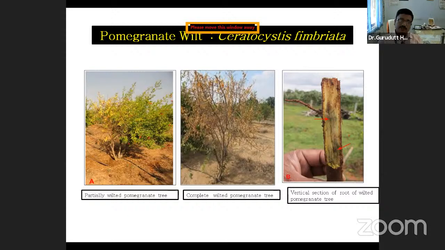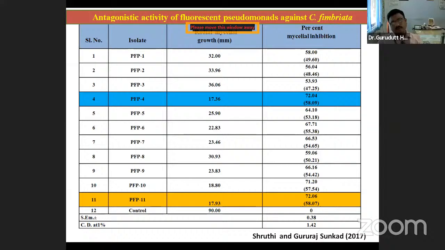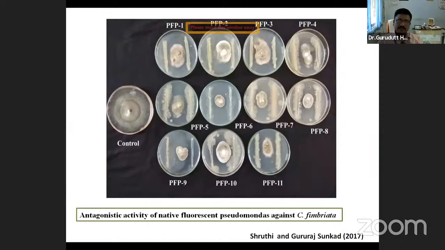And for the last one decade, this has been affected by many diseases: bacterial blight, pomegranate wilt, Colletotrichum. So one of my colleagues from Raichur University did very basic work, and then it was scaled up. Now Ceratocystis fimbriata is managed by using various strains of Pseudomonas fluorescens. You can see the efficacy of this Pseudomonas fluorescens against Ceratocystis fimbriata. Various strains have given very good results.